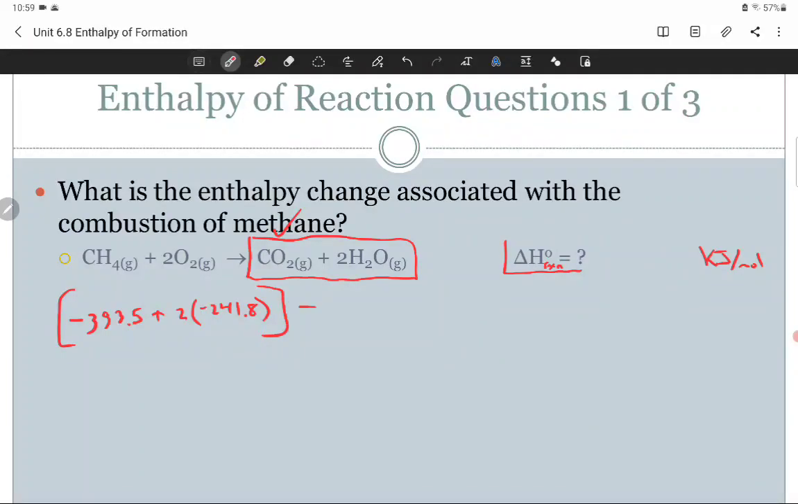Okay, so there's all of our products. You add those up and then subtract any reactants. And in the back of the book, they take the organics and they put them in a separate section. So if you're looking alphabetical for CH4, you're not going to find it. You have to go to the organics for that. And the value for that one is negative 74.85.